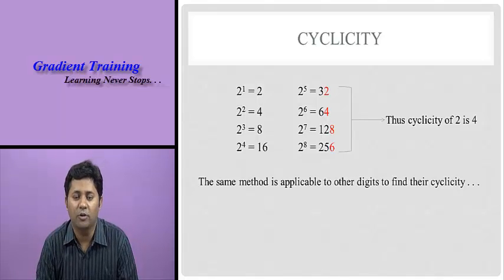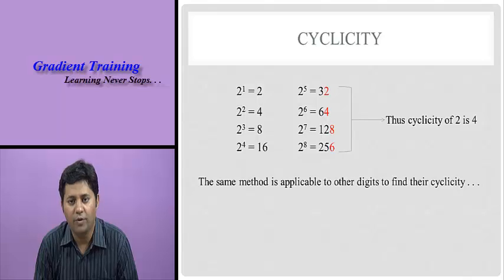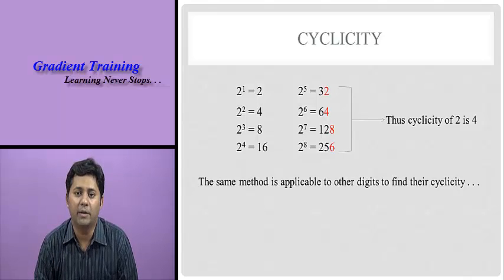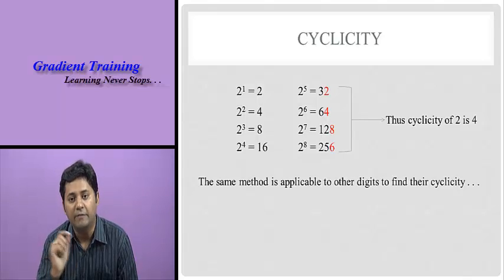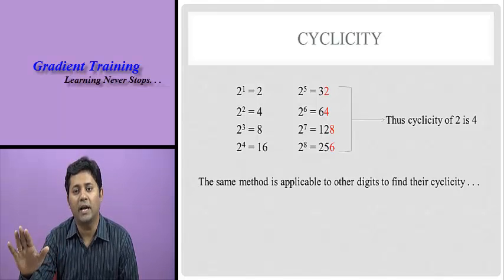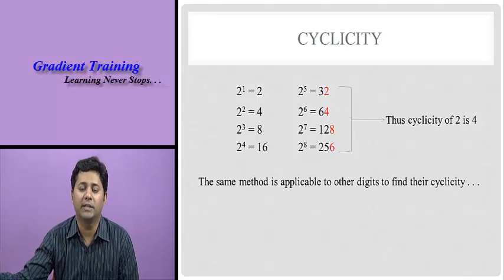So if you have to find out 2 to the power 873, let's say, we know that the cyclicity of 2 is 4. 873 will be divided by 4, and we'll look for the remainder. 873 when divided by 4 leaves a remainder of 1. We'll look at what is the last digit of 2 to the power 1. 2 to the power 1 is 2. So we'll say 2 to the power 873 will end with the digit 2.